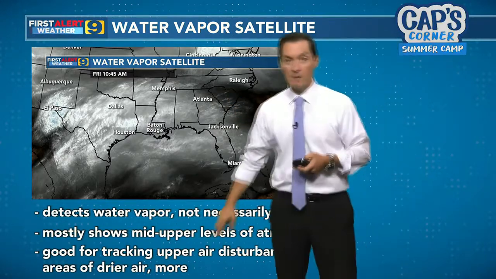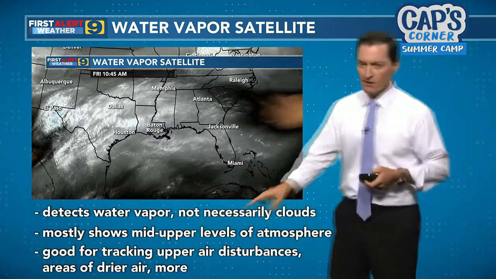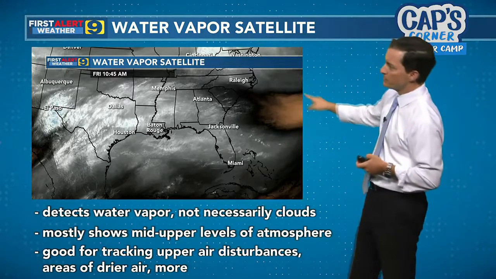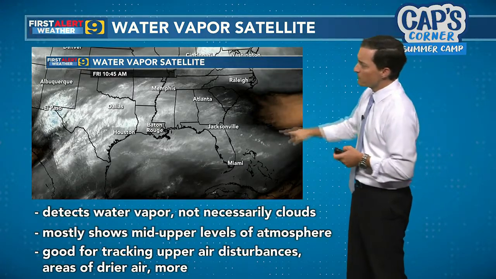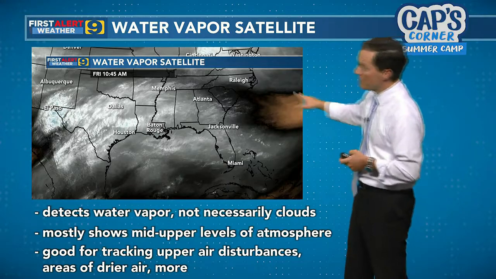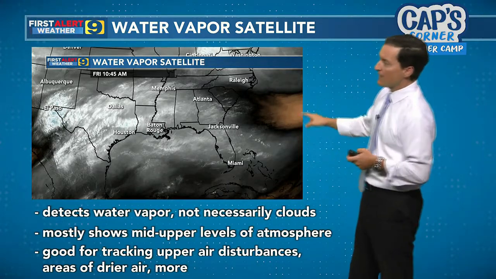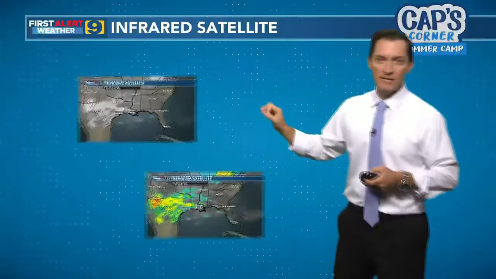We can also pick up on areas of drier air. For instance, on this particular image, if you see here on the right edge, it's more of a shade of brown and orange. That's indicative of some drier air. So that's something else we can do with water vapor.